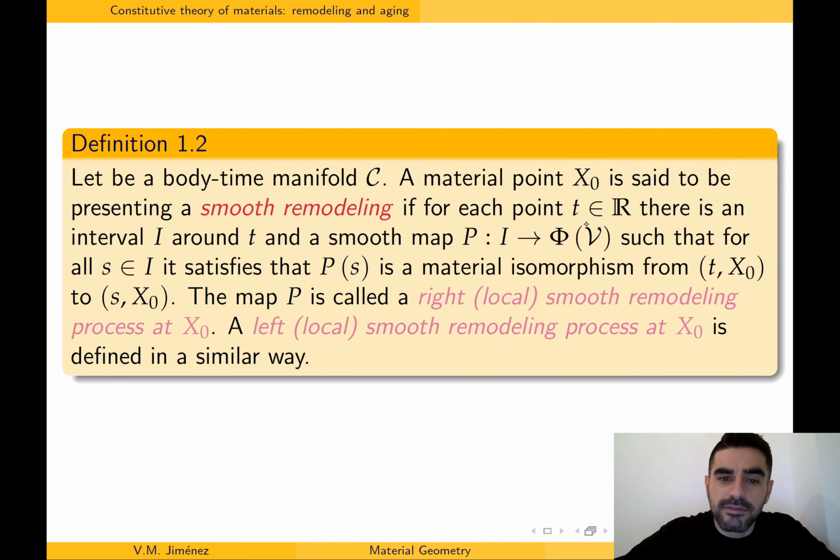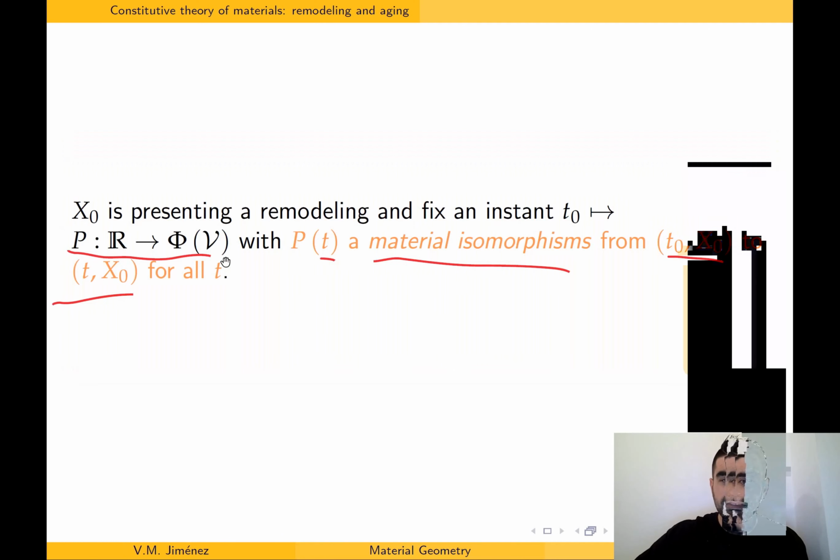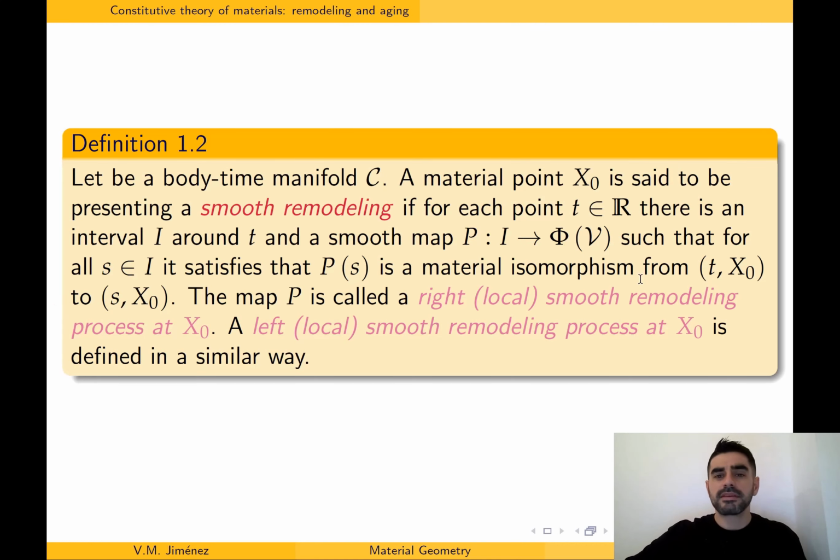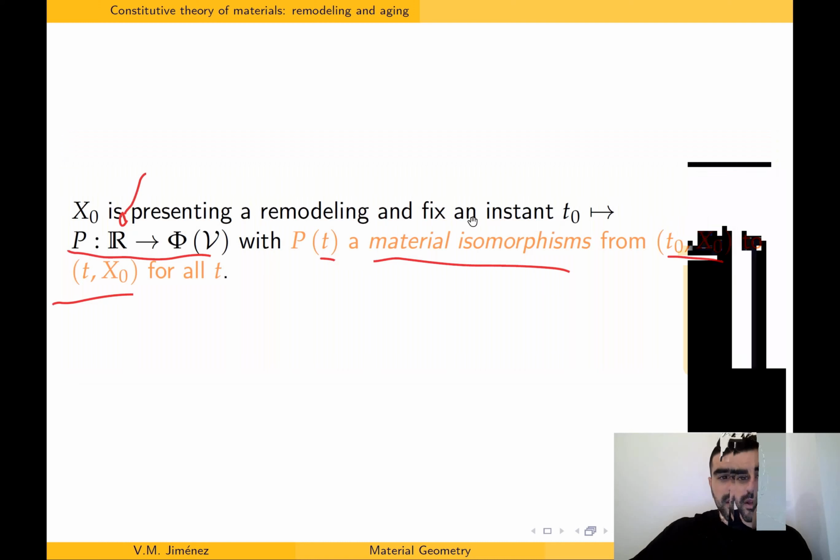And then we arrive at the definition of a smooth remodeling. In this case, roughly speaking, a material point is said to be presenting a smooth remodeling if we can ensure the existence of these maps, and we are not imposing that these maps are global on the whole R, but they may be defined on local intervals, and the only imposition is that the intervals cover the whole R.